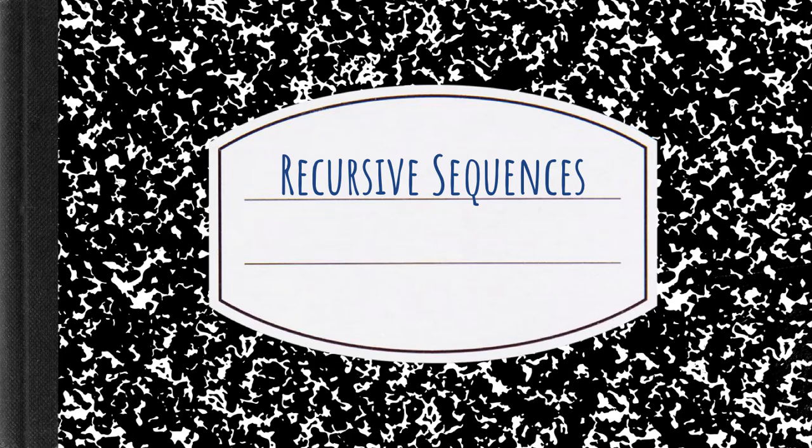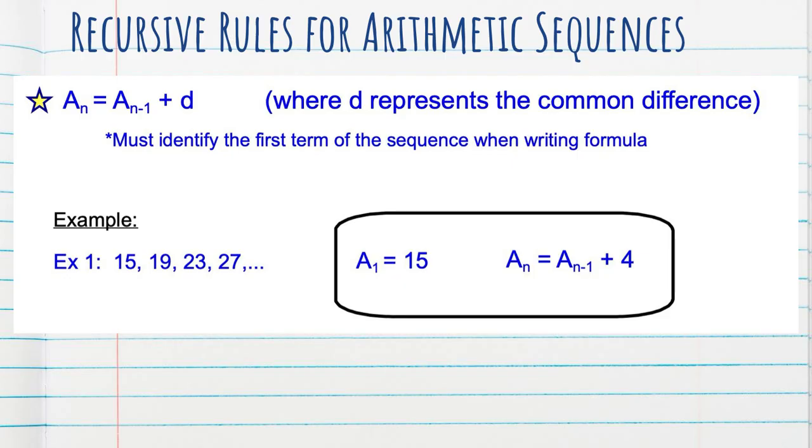Hello everyone. In this video, I'm going to be talking about recursive sequences or recursive rules, recursive definitions, and specifically how they can be written for arithmetic sequences. So this is our definition for a recursive rule. We have a sub n equals a sub n minus 1 plus d, where d represents the common difference for the given sequence.